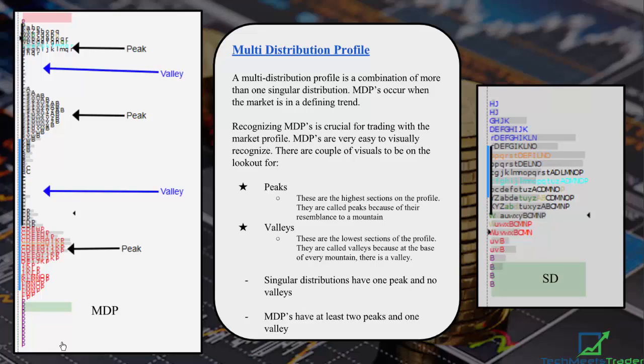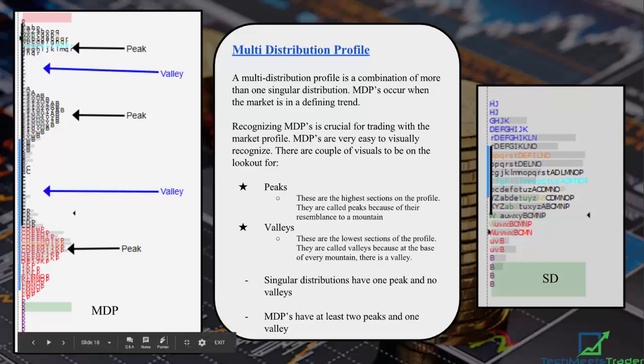There are a couple of visuals to really be on the lookout for, and those visuals are peaks and valleys. Peaks, these are the highest sections on the profile. They are called peaks because of their resemblance to a mountain peak. Valleys, these are the lowest sections of the profile, and they are called valleys because at the base of every mountain there is a valley. Singular distributions have one peak and no valleys, and MDPs have at least two peaks and one valley.